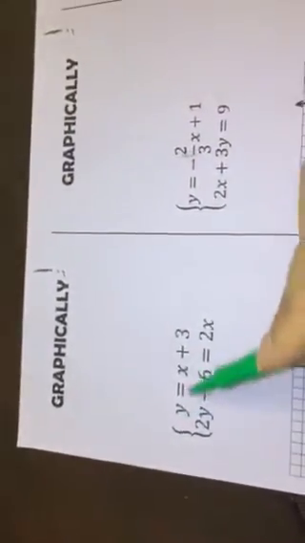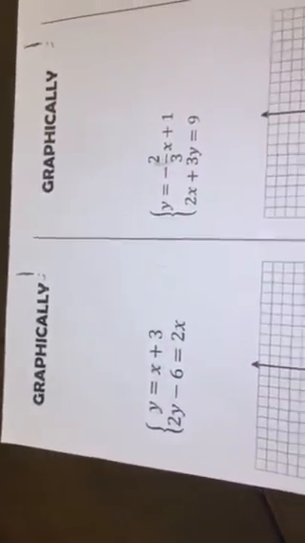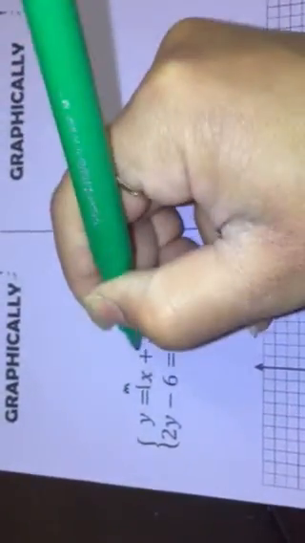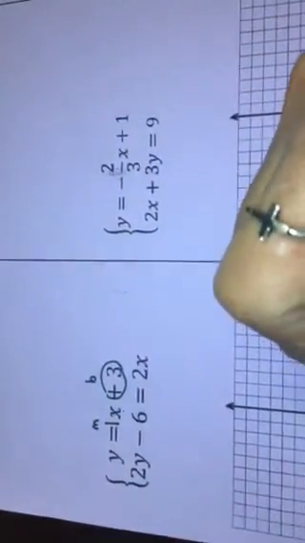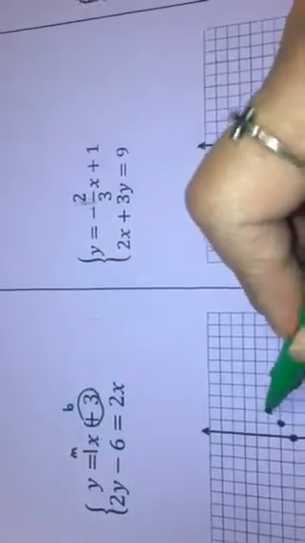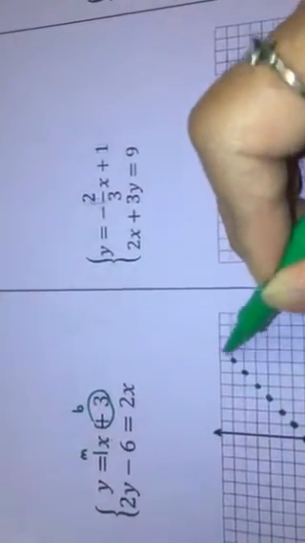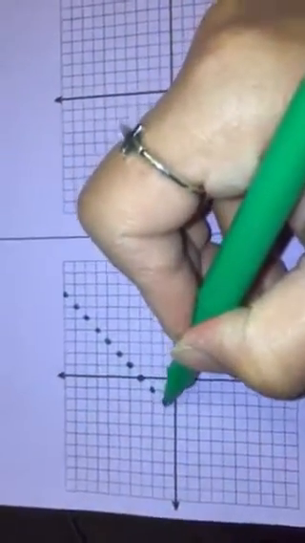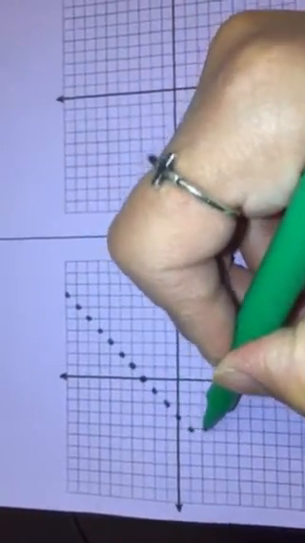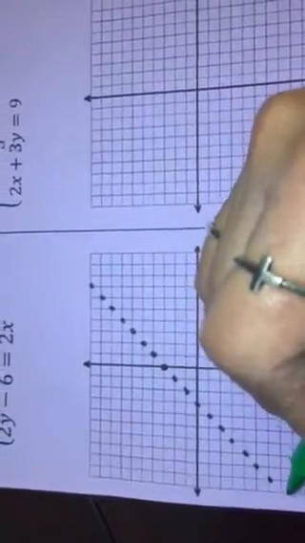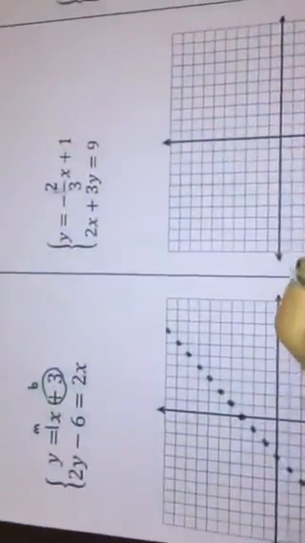Notice how the first equation is already in slope-intercept form. That's perfect because we can graph it right away. Slope will be 1, y-intercept will be 3. So I'm going to put a dot at 3. And then do my slope, rise 1 over 1. And I'm going to keep doing that. And I'm also going to do the other side. So I'm going to go down and left. Down 1, left 1. And you do that all the way. And there's your first line.